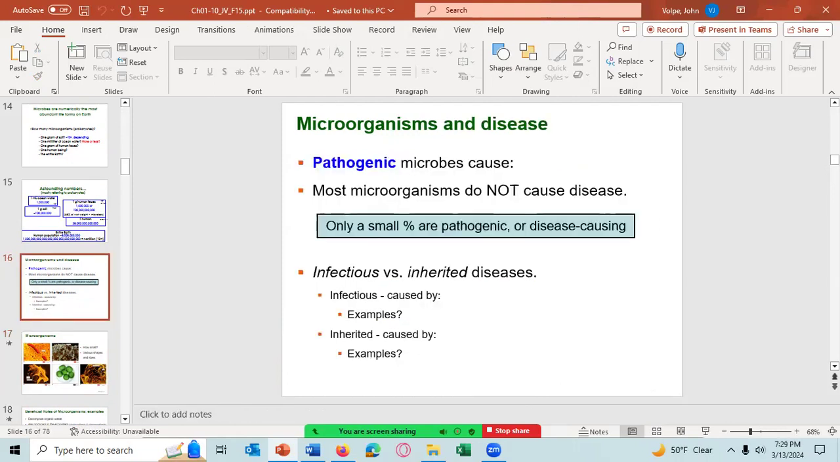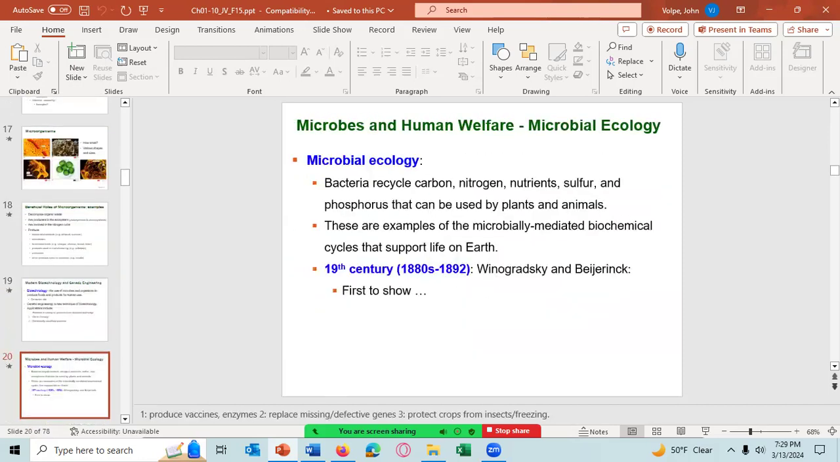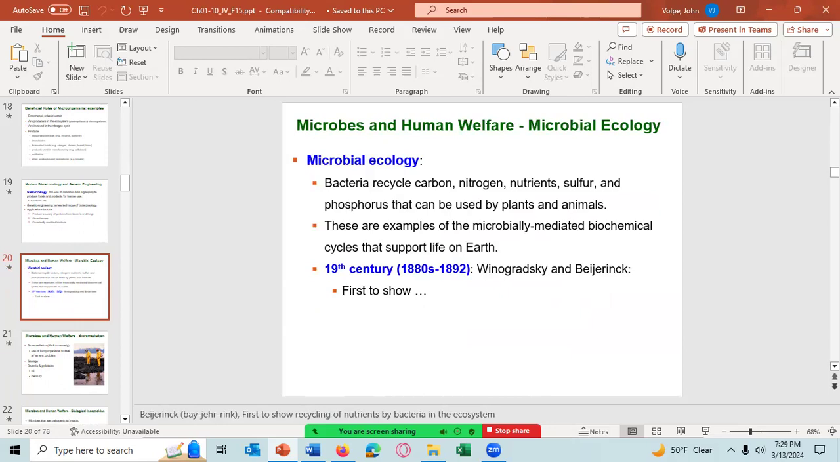You should know that very few microbes are pathogenic, only less than 2%. Microbes play many beneficial roles in the ecosystem and for humans.